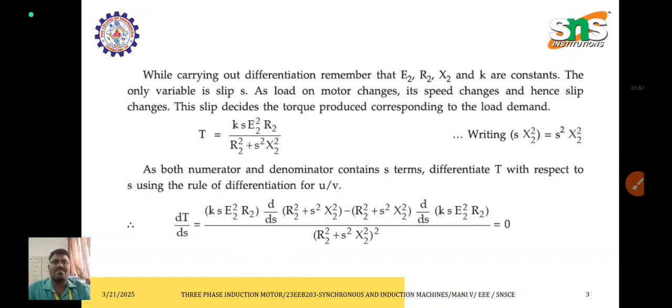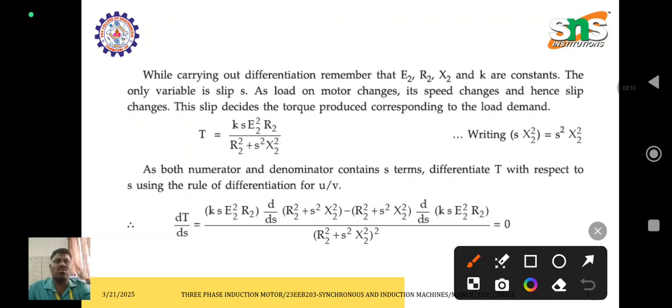Now you can see we have to differentiate the torque equation. In both the numerator section as well as the denominator section, S is contained. So we have to differentiate with respect to S only, because slip is the only variable in the torque. The torque mainly depends on the slip. Since it has both numerator and denominator, we have to apply the U by V formula.